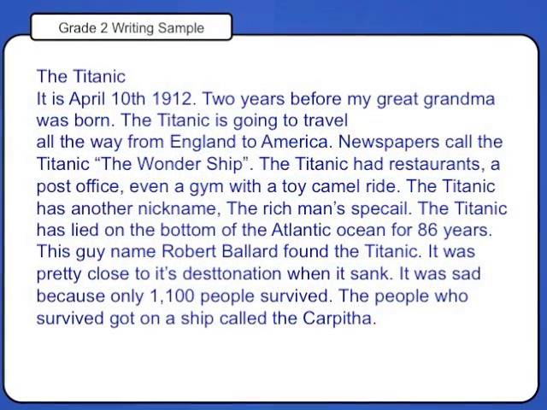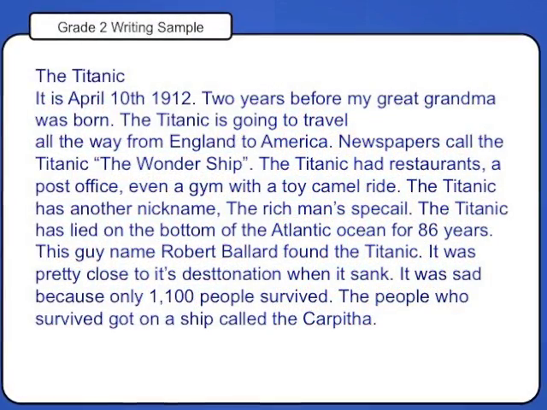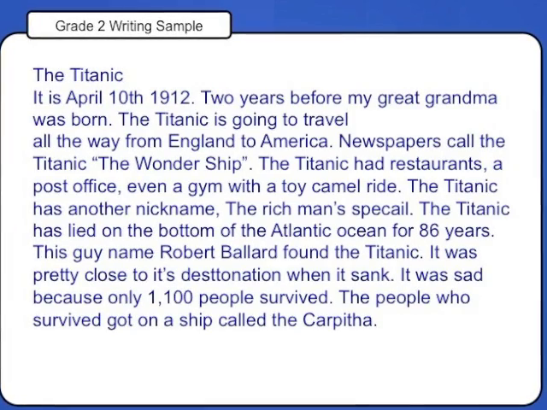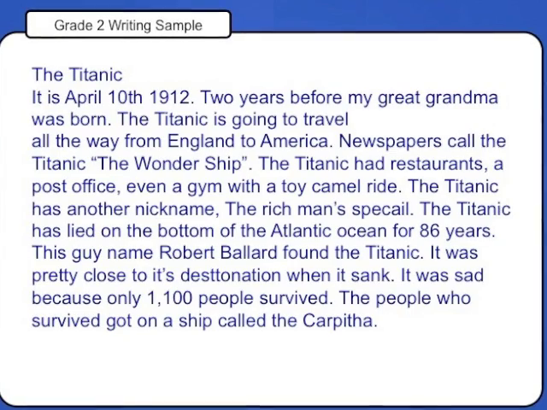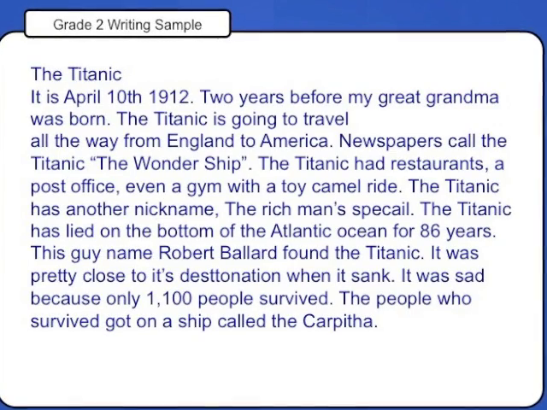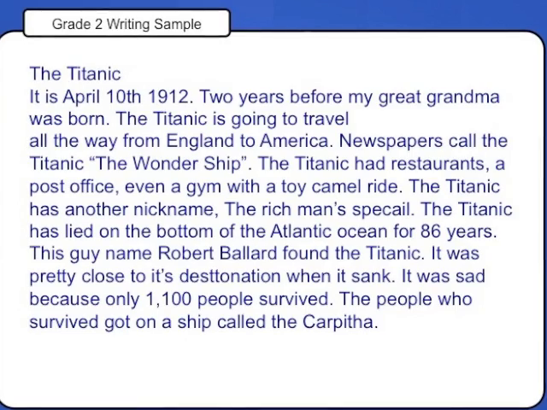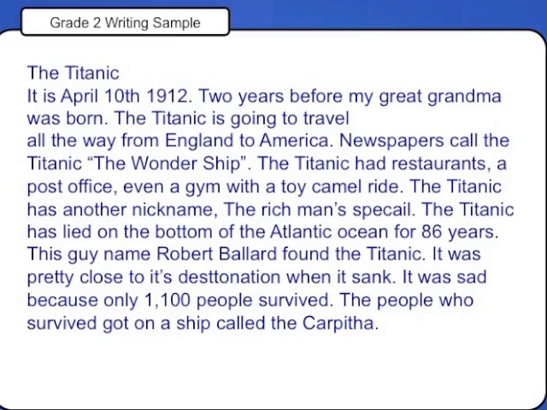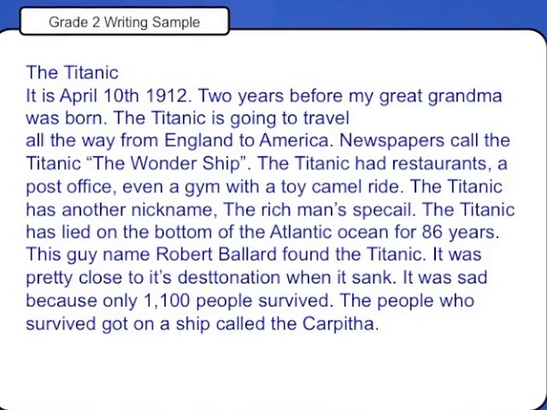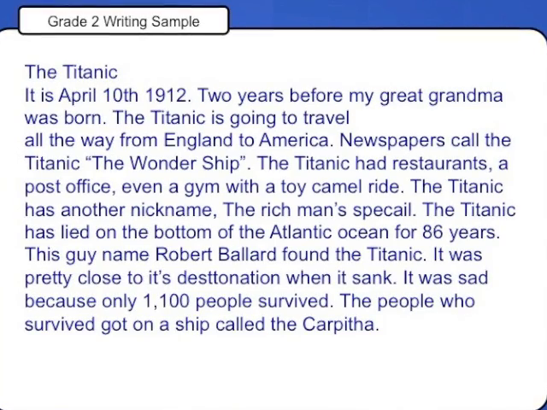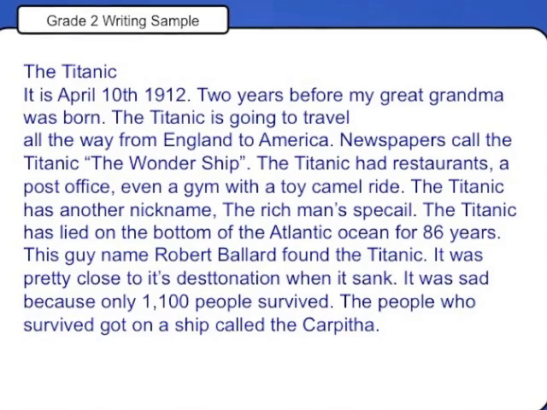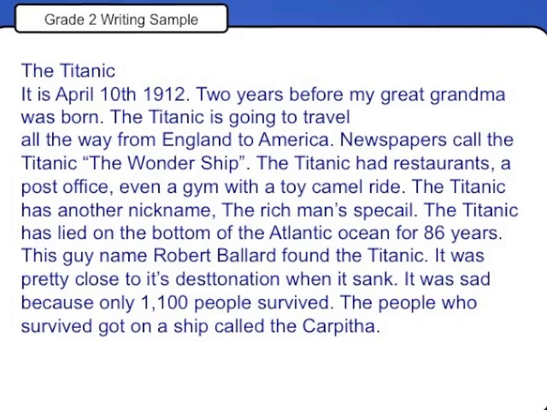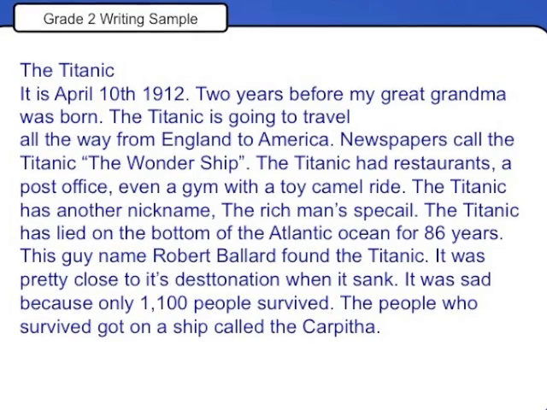Let's look at a more typical grade 2 text. The Titanic. It is April 10th, 1912, 2 years before my great-grandma was born. The Titanic is going to travel all the way from England to America. Newspapers call the Titanic the Wonder Ship. The Titanic had restaurants, a post office, even a gym with a toy camel ride. The Titanic has another nickname, the Rich Man's Special.